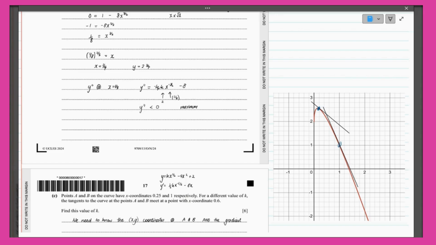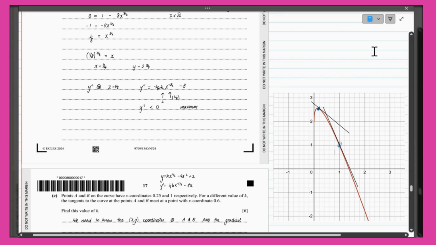So the problem with this is that we're going to have to do everything, but we're going to have to keep k there. Okay, so the very first thing I need to know, and I always say this to my students, if I'm trying to find an equation of a line, I need to know 2 things, a point and a gradient. Now, I kind of have those things, but I have them in terms of k, and we're just going to have to persevere with that.